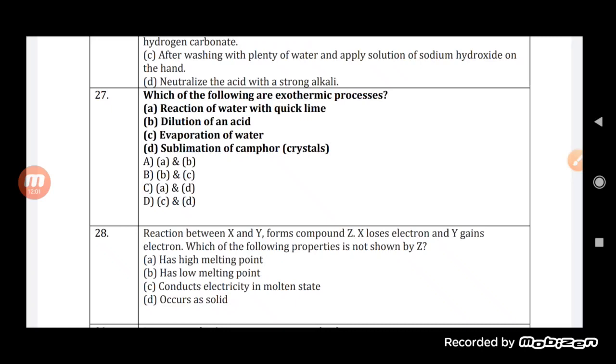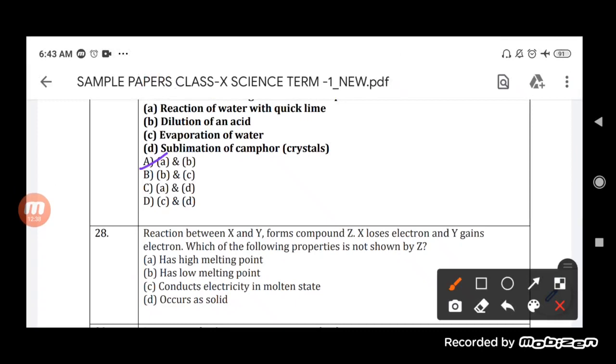Then the third one is evaporation of water. In evaporation, water first absorbs a good amount of heat, so this is not an exothermic process. The fourth one is sublimation of camphor. In sublimation of camphor, it takes the heat present in the surroundings and ultimately gets converted into gas. So out of the given four, the first and the second are exothermic processes. So the correct option will be A and B.